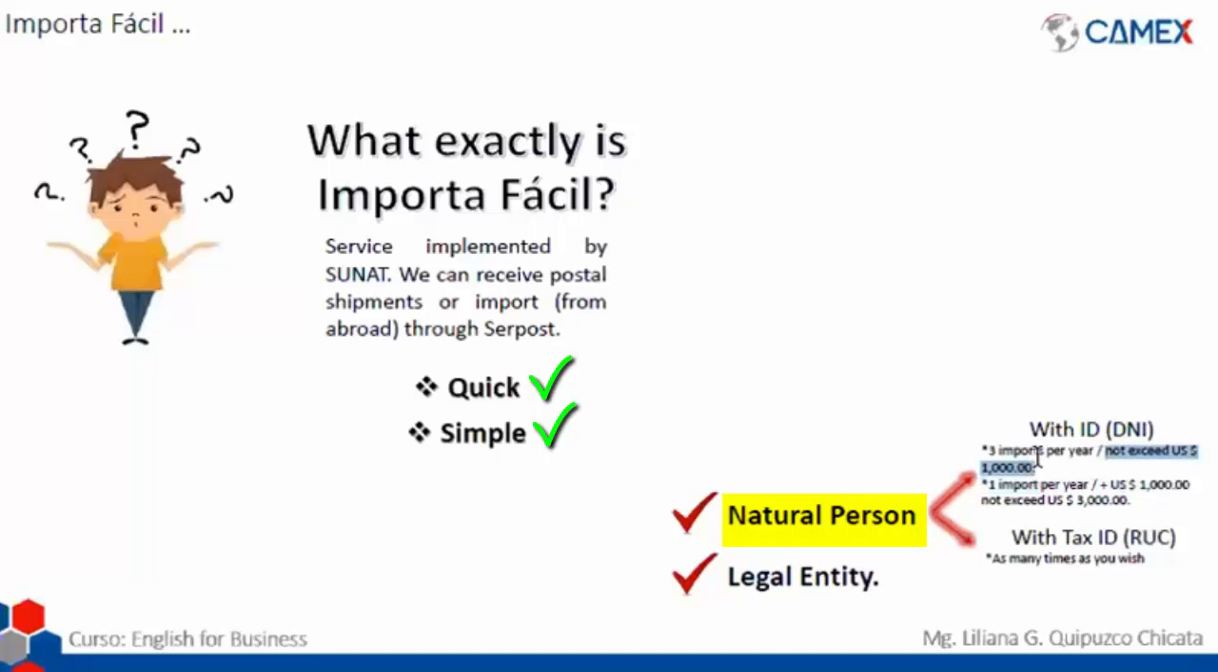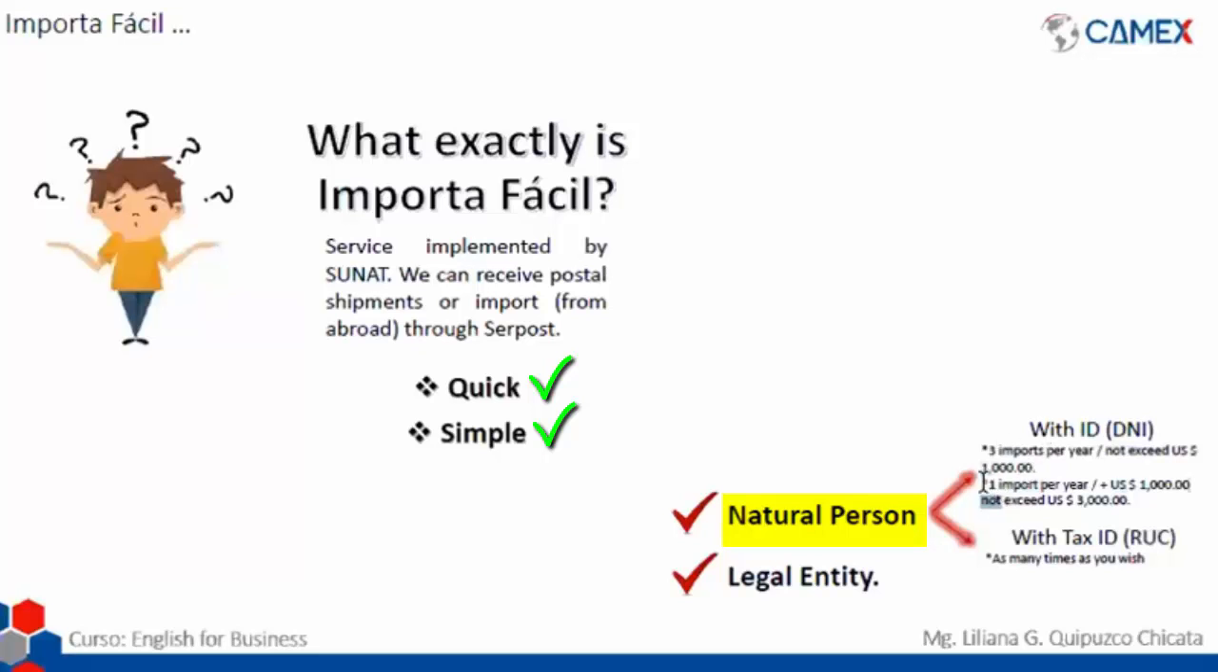On the other hand, what happens if you have an import that is over $1,000? In this case, you can import over $1,000 up to $3,000. It is okay, but just one import per year. So if I receive an import of $2,000, I already use this option. So according to the law, I will not be allowed to do more imports in the year. Okay, so remember this.